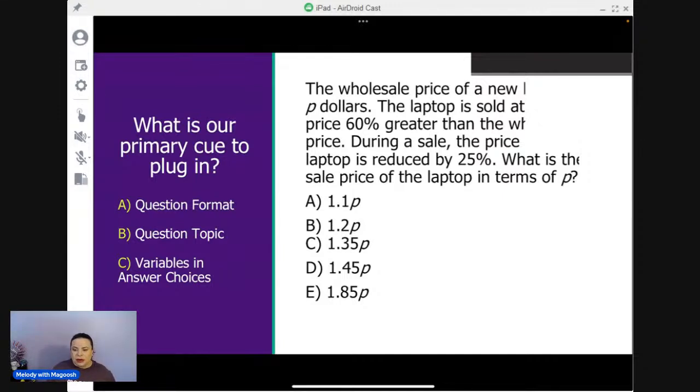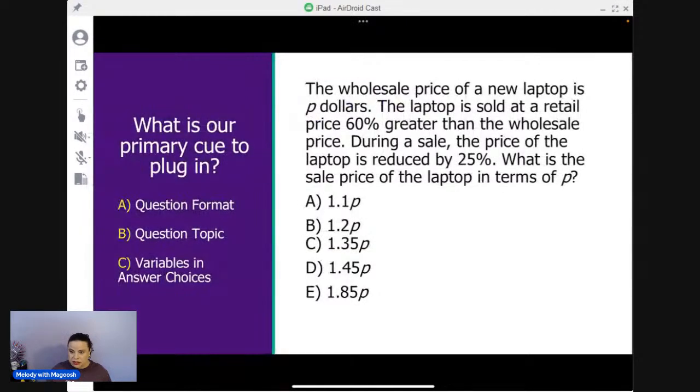And it says the wholesale price, I'm having display issues again. There we go. The wholesale price of a new laptop is P dollars. We see that variable there. The laptop is sold at a retail price 60% greater than the wholesale price. During a sale, the price of the laptop is reduced by 25%. What is the sale price of the laptop in terms of P?